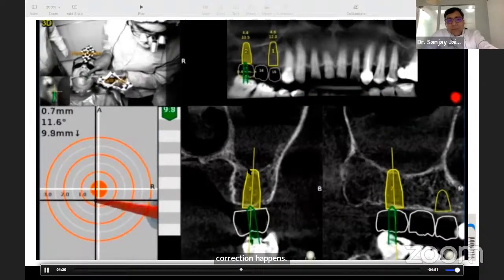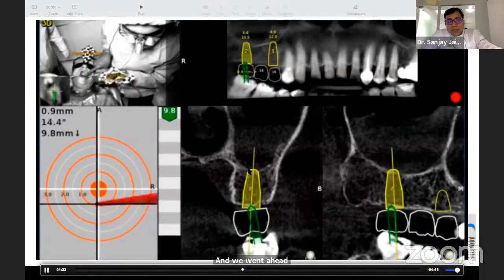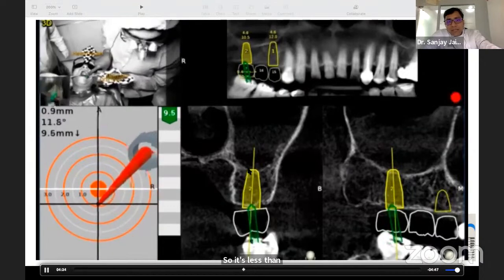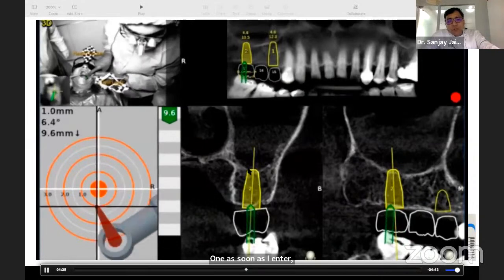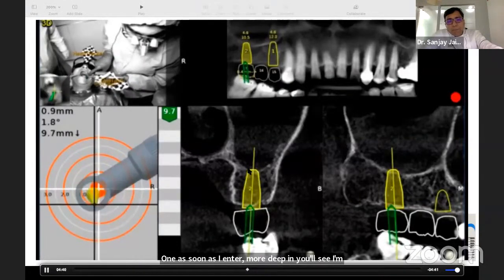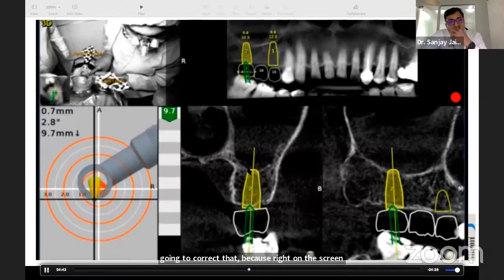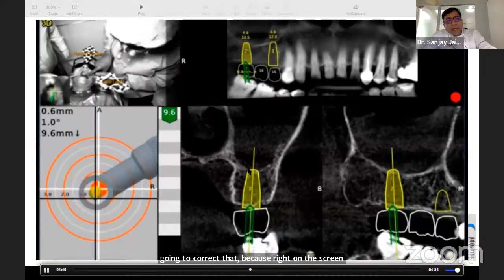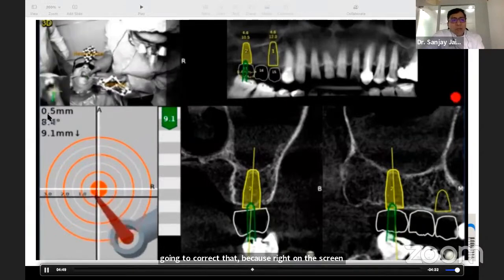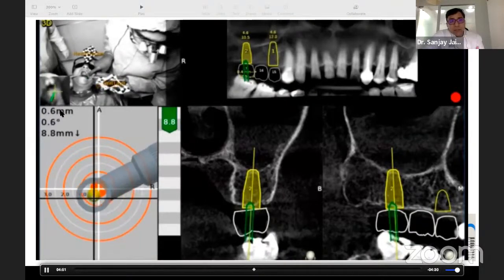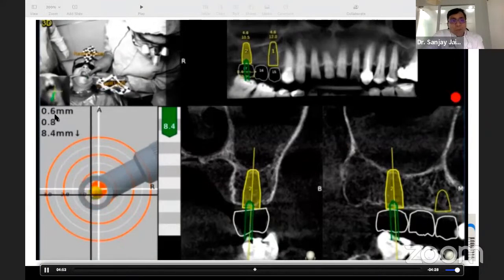So it's less than 0.1. As soon as I enter more deep in, you'll see I'm going to correct that, because right now I'm in the soft tissue. So I'm using a punch. Now I've come to the pilot drill, and look at my error on the lower left segment here. It's less than 1 millimeter. I'm talking about millimeter. It's less than 1 millimeter.